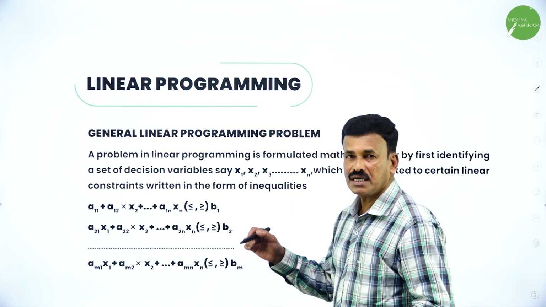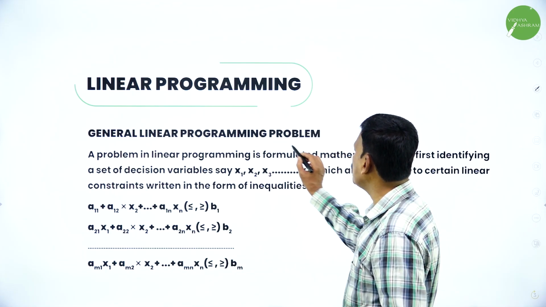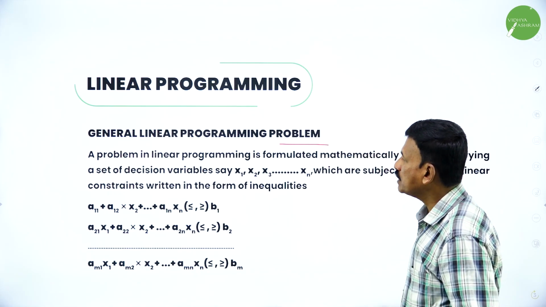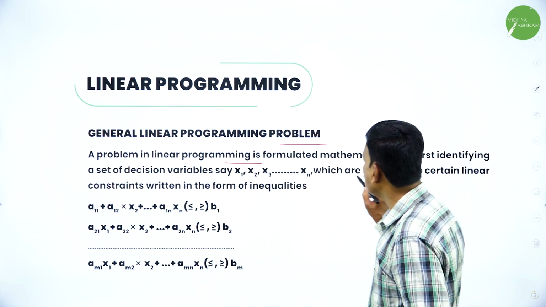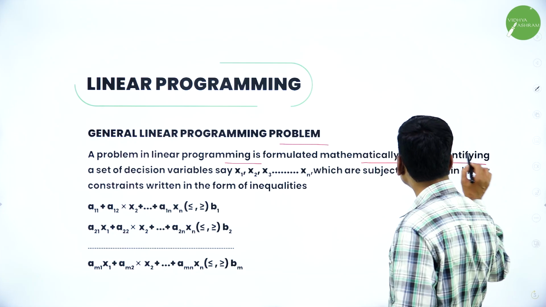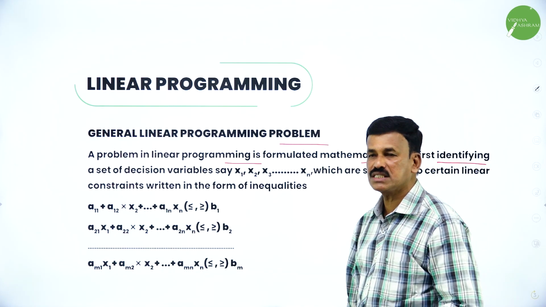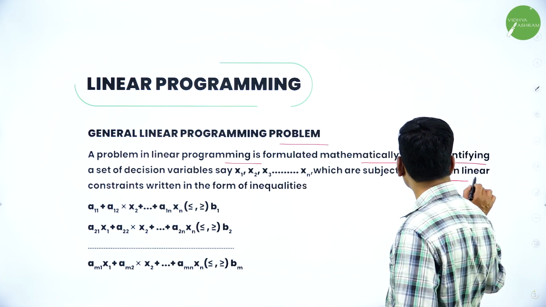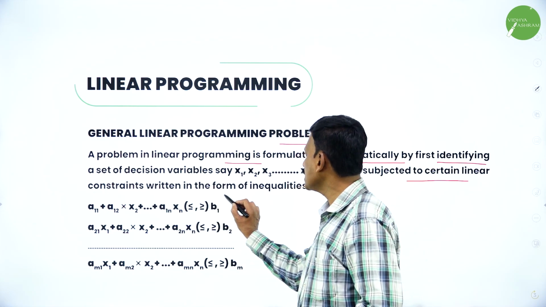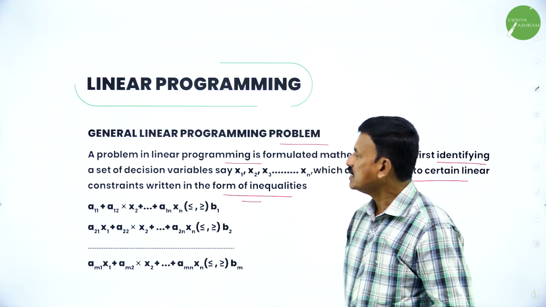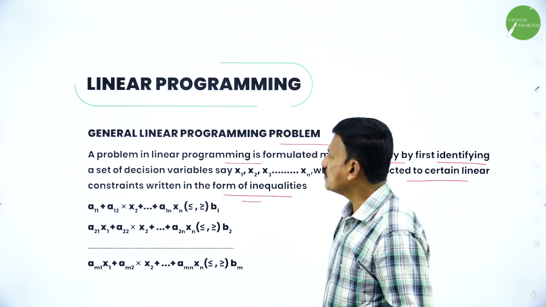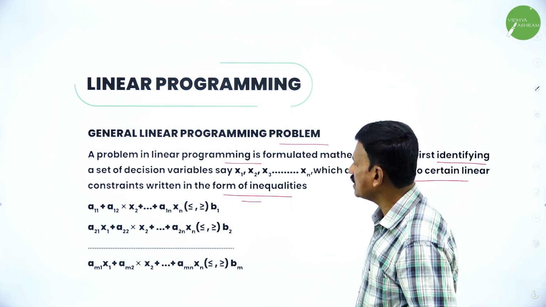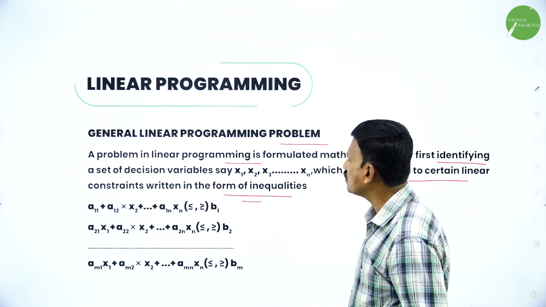Before going to that, let us know regarding the general linear programming problem. What is meant by a general linear programming problem? A problem in linear programming is formulated mathematically by first identifying a set of decision variables, that is x1, x2, x3, etc., xn, which are subjected to certain linear constraints written in the form of inequalities, like a11 x1 plus a12 x2 plus a1n xn less than or equal to, or greater than or equal to, b1.